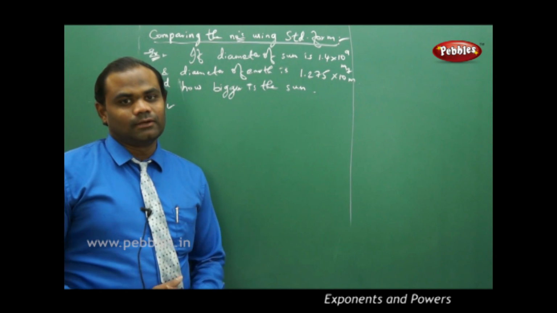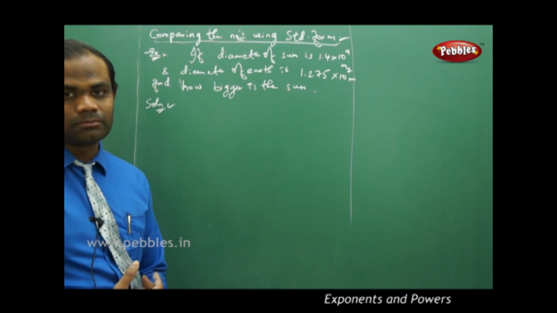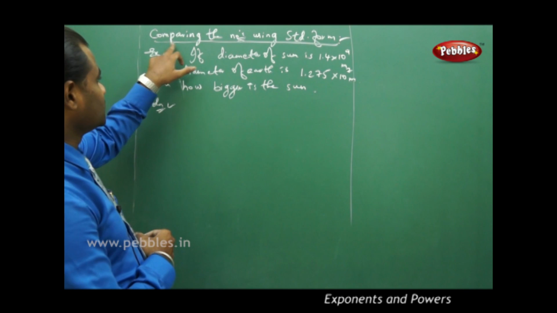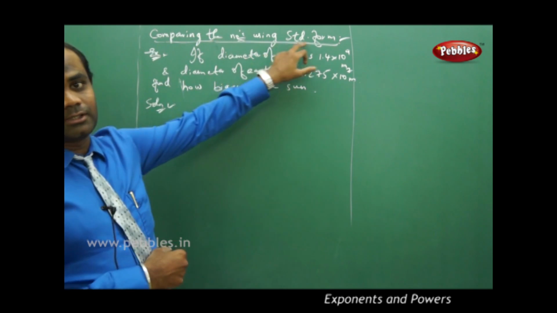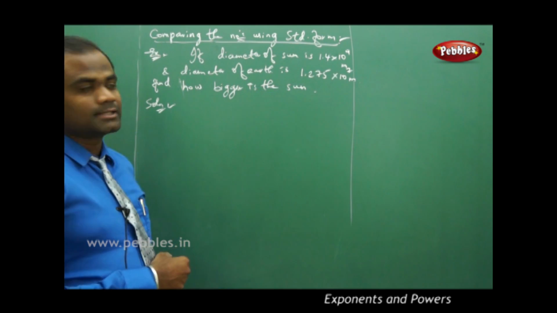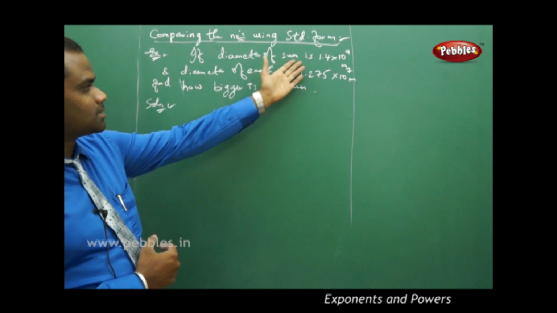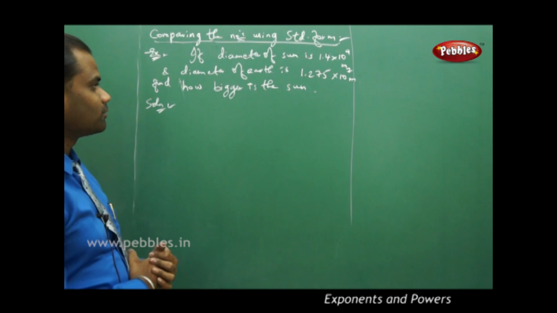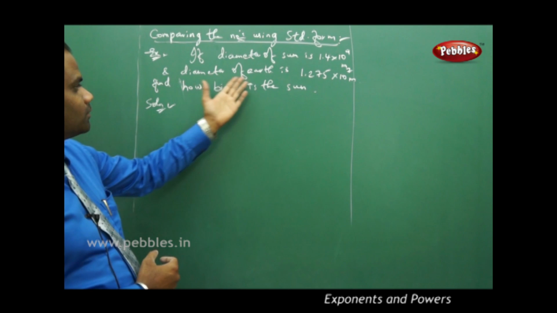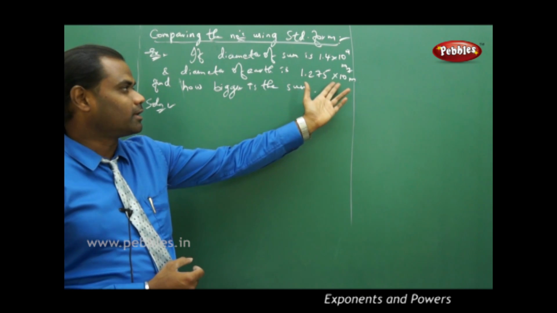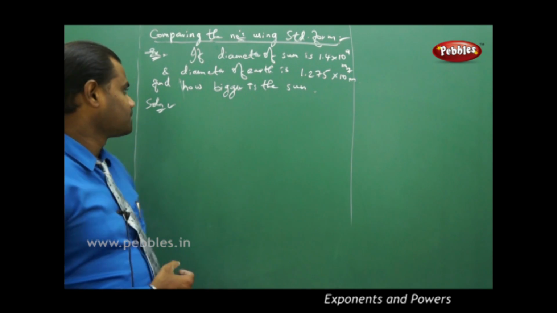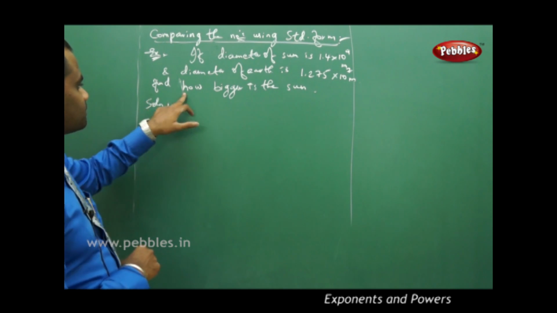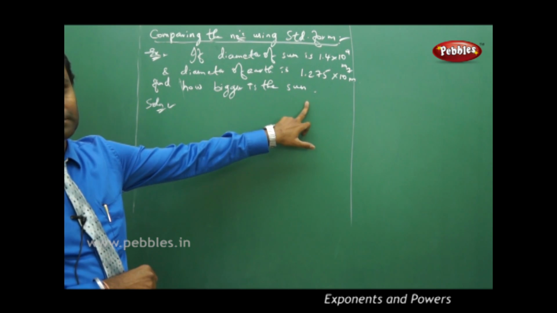So let's see a word problem where the standard forms are applied. In this case, I can compare the numbers using standard form. Let's see this example where the diameter of the sun is given to be 1.4 into 10 to the power of 9 meters and the diameter of the earth is given to be 1.275 into 10 to the power of 7 meters. And I have to find how much bigger the sun is.